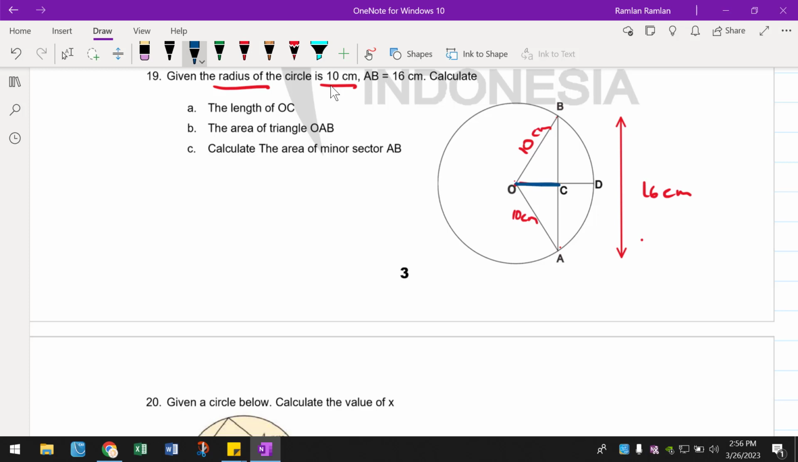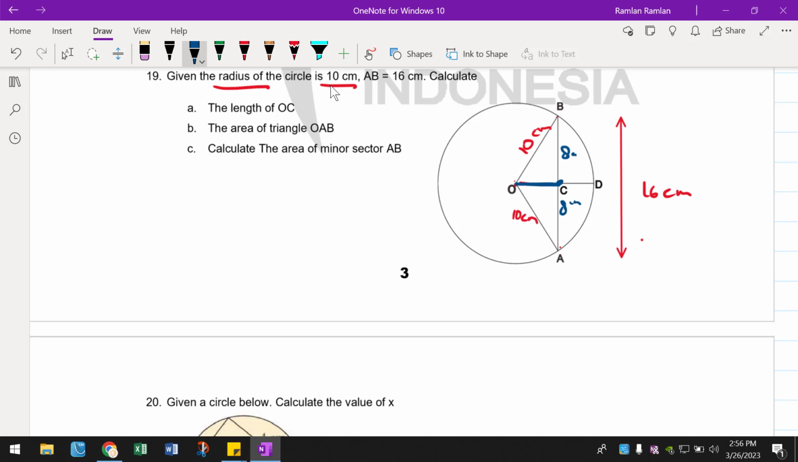Notice what happened here, guys. If I know that AB is 16 centimeters, then this point C here is actually the midpoint of AB, right? So the lengths of AC and BC will be the same. It's just 16 divided by 2, right? Which means that this is going to be 8 and this is also going to be 8, right?